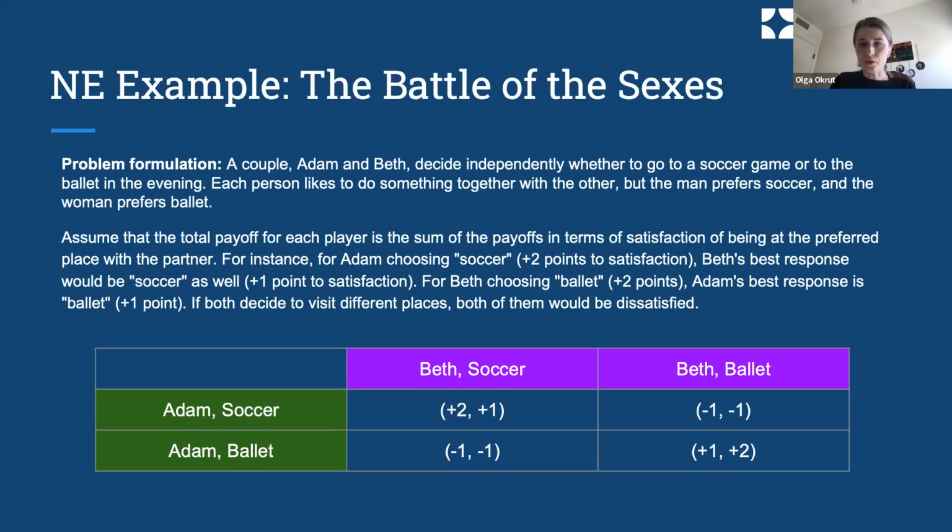However, if both of them go to a soccer game, for example, then Adam is satisfied, he will receive +2 points to his satisfaction. Beth is also happy, she will receive +1 point to her satisfaction. So if you analyze the table, you can see that if both players go to the ballet, or both players go to a soccer game, then they receive the maximum total payoff. So these 2 points we call Nash equilibrium in pure strategies. And that's what we will try to find with the quantum-inspired algorithm and on the physical QPU.